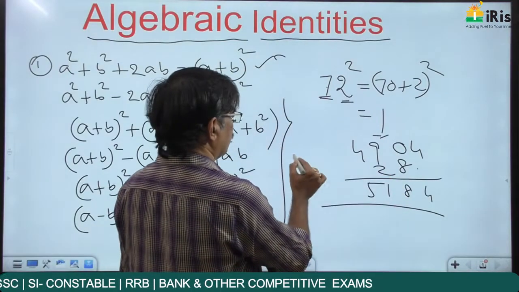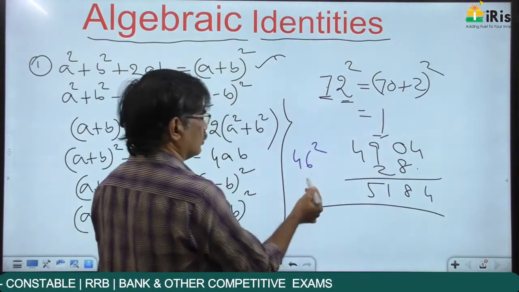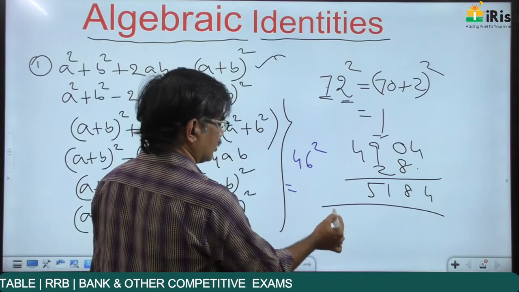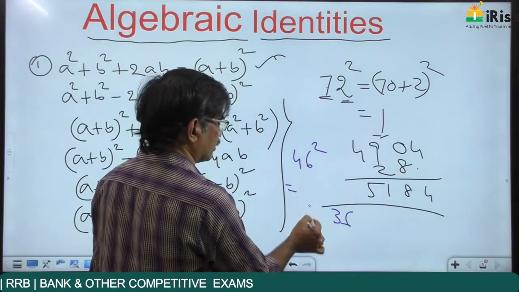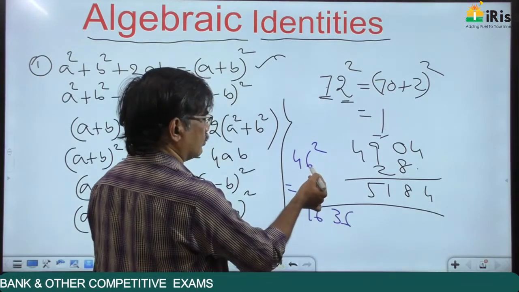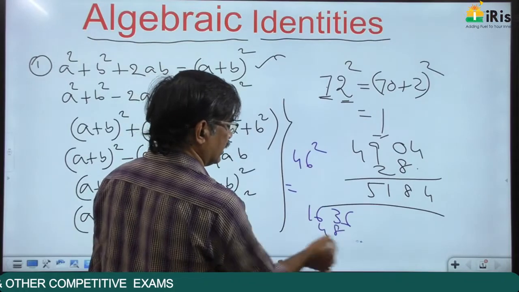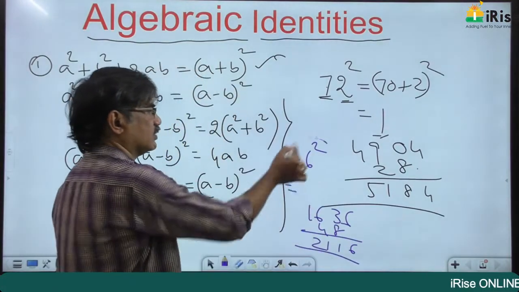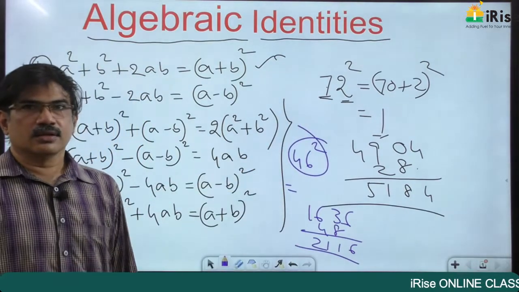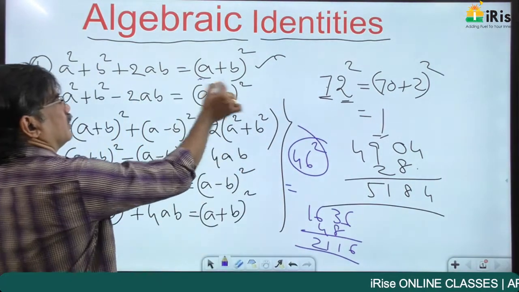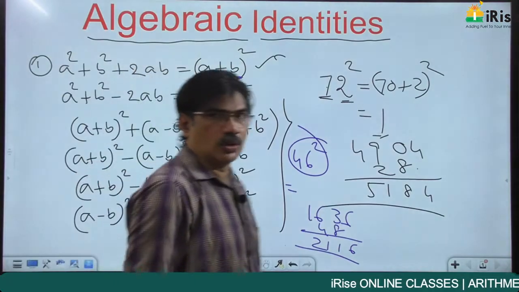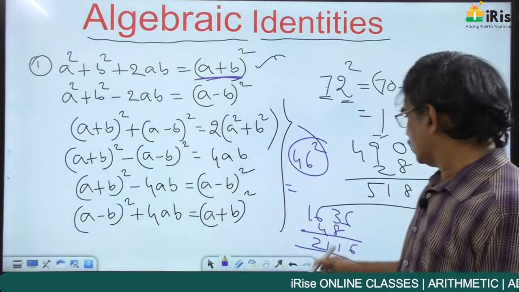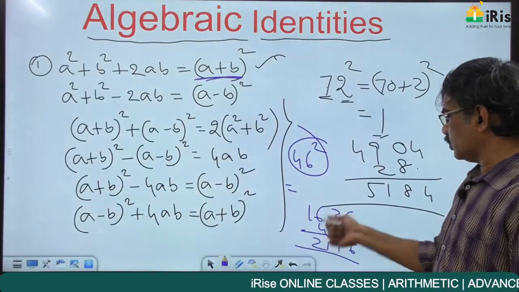For example, 46 whole square is equal to how much? 6 square 36, 4 square 16, 4 6s are 24, 24 2s are 48. So 2116 is the answer for this one. This is nothing but based on a plus b whole square. A square, b square, 2ab.